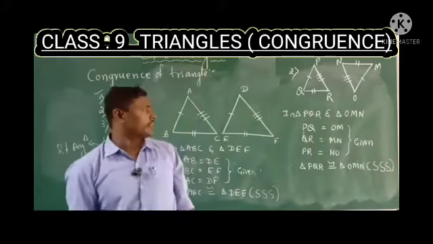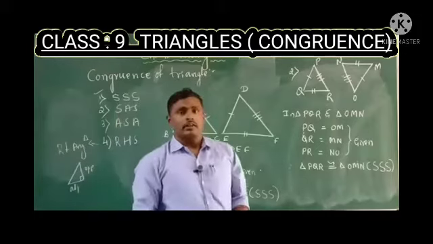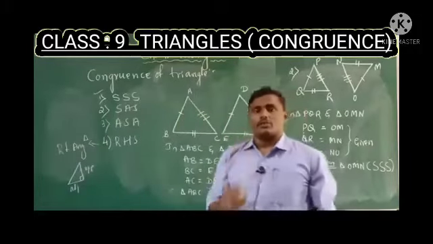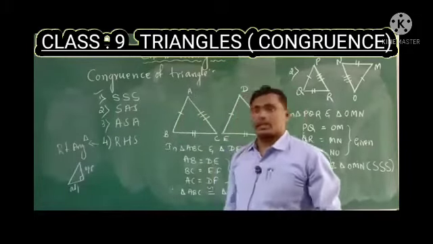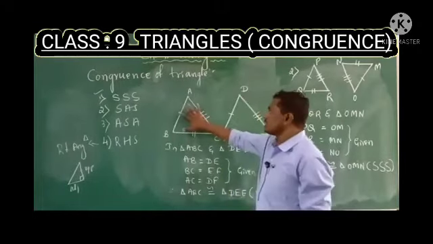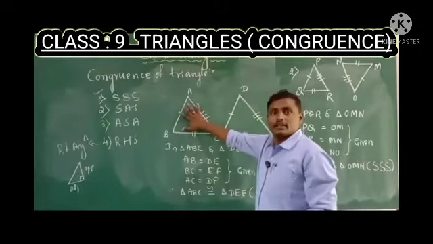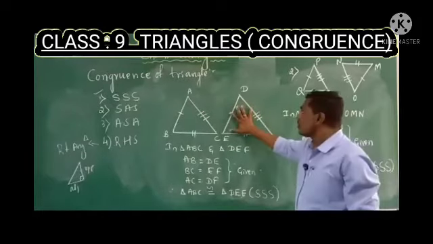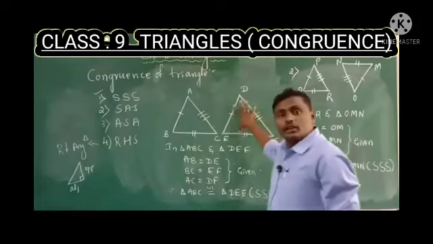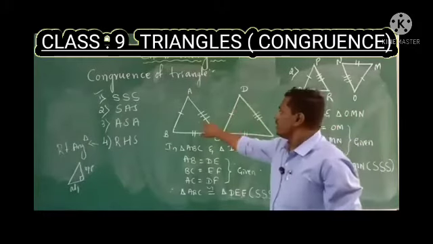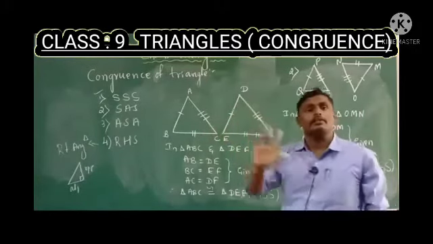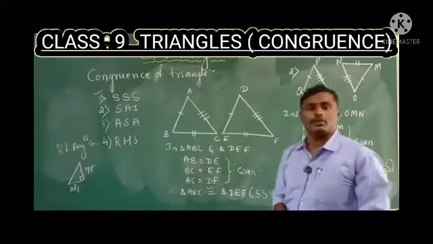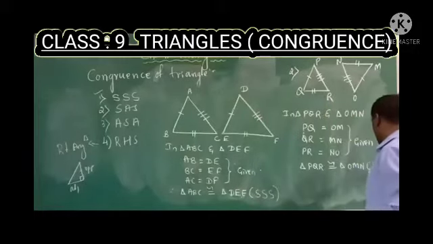So how can you define the SSS congruence criteria? If two triangles are said to be congruent, the three sides of the first triangle are exactly equal to the corresponding three sides of the other triangle, then the given two triangles are congruent by using the property SSS.